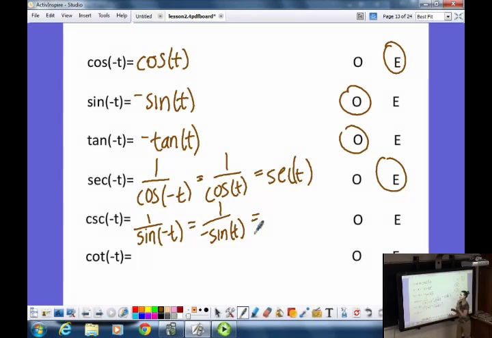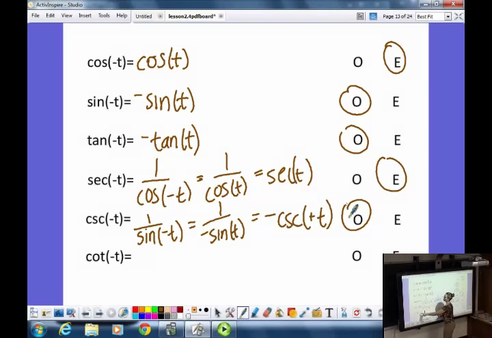Right. So what does that look like? What trig function? The opposite of cosecant of t. Yeah, the opposite of cosecant of t. So that means cosecant is what? Odd, even, or neither? Odd. And what other function that it's related to is odd? Sine of t is also odd, right?